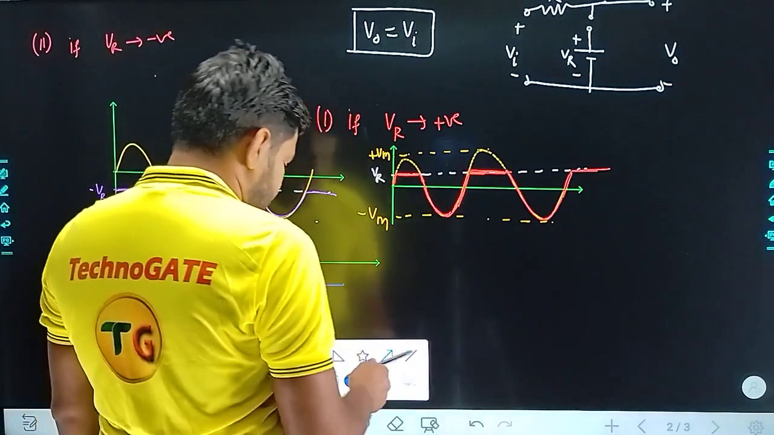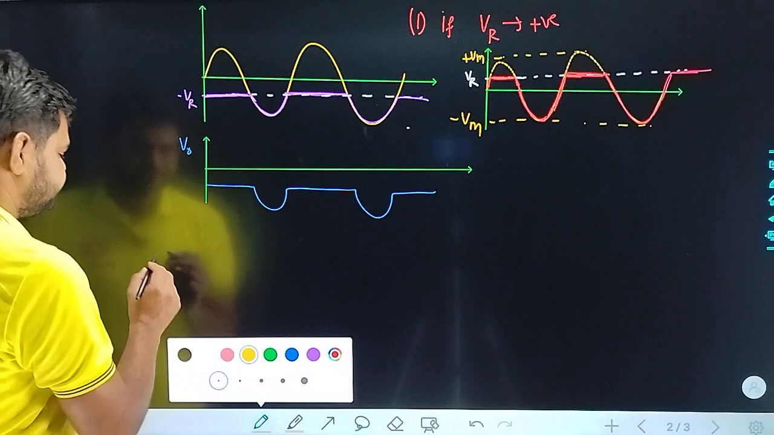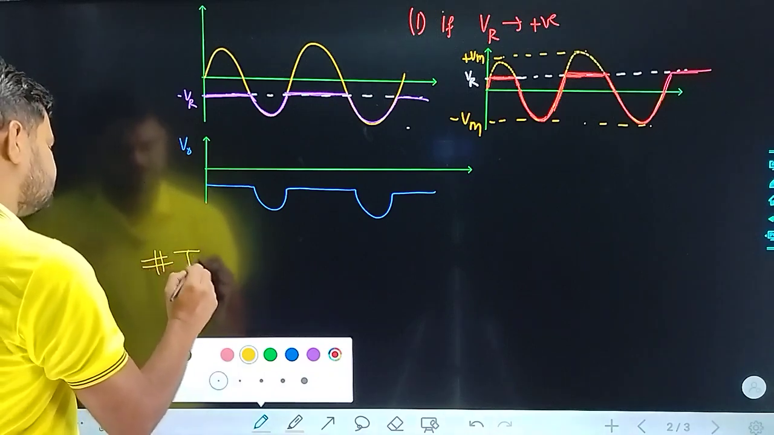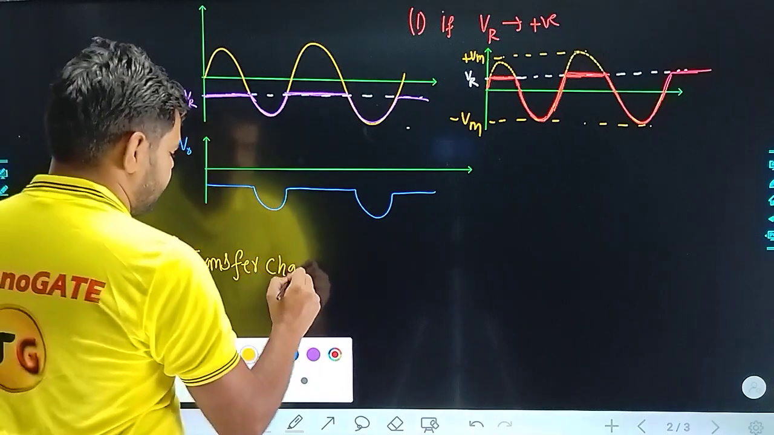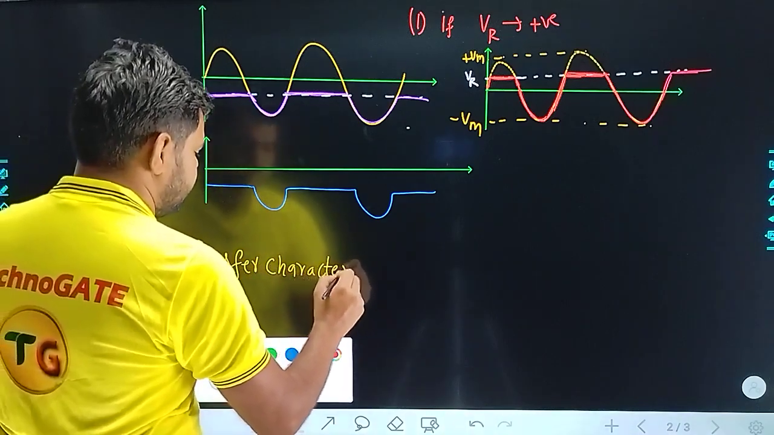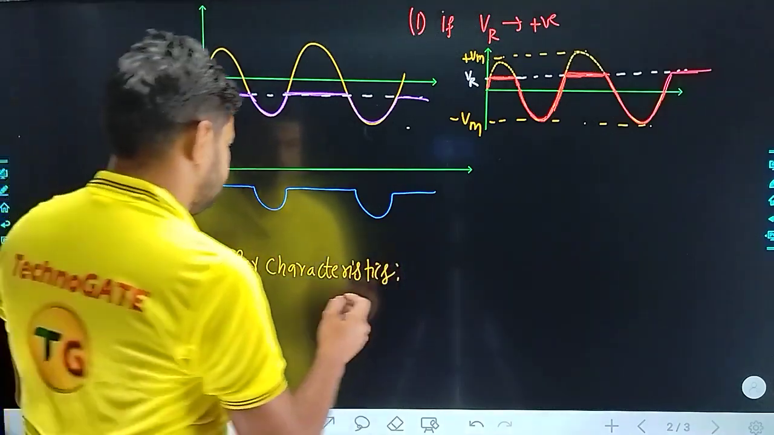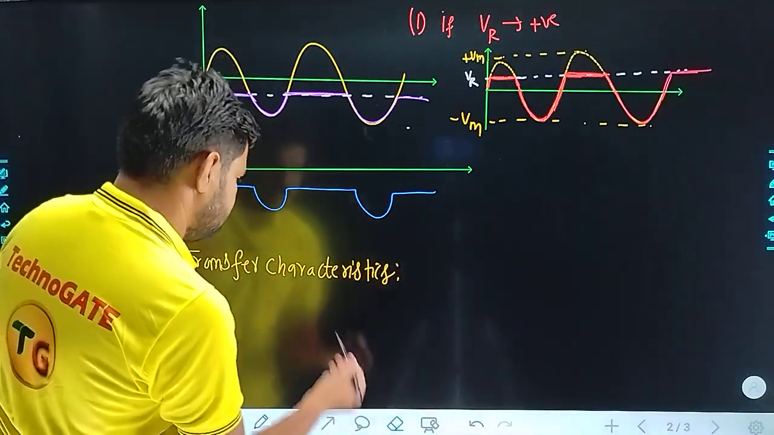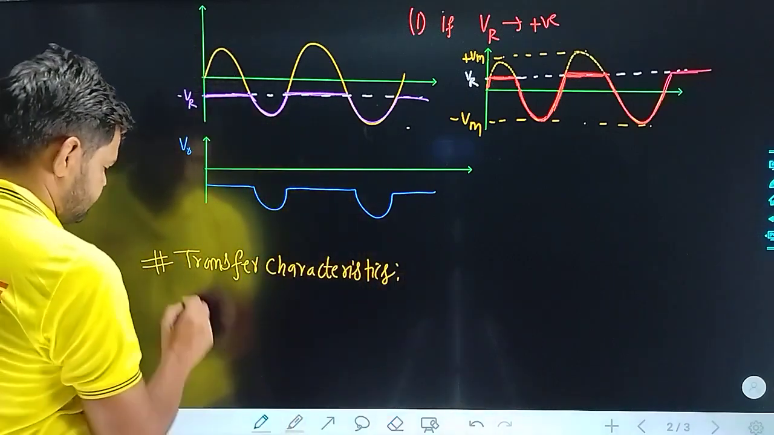Let me draw. So before drawing transfer characteristics, let's write a brief definition of it. Let's make a heading here first. Transfer characteristics.